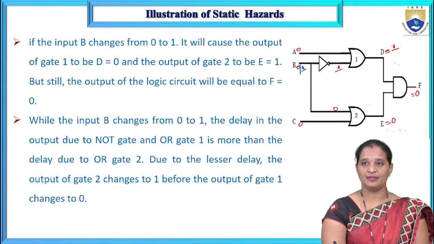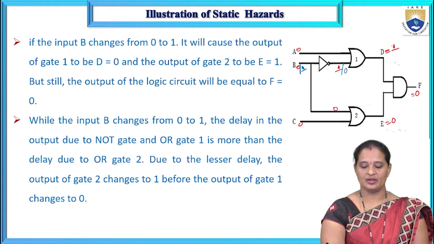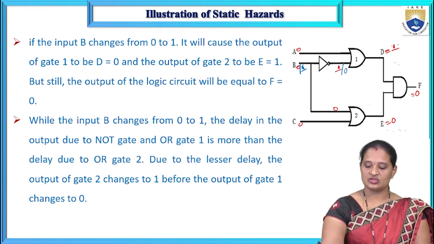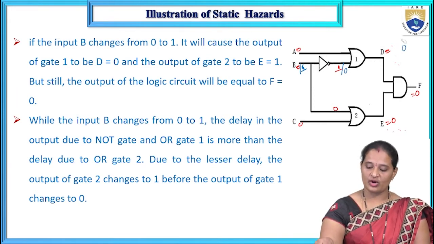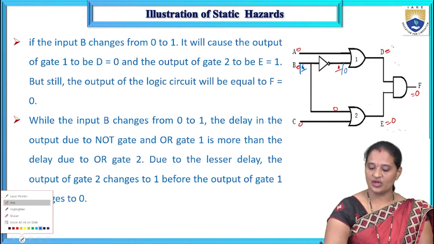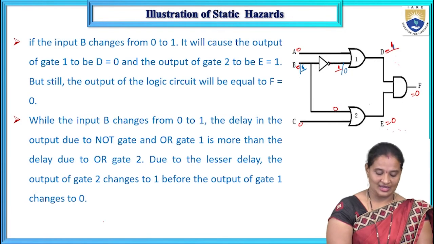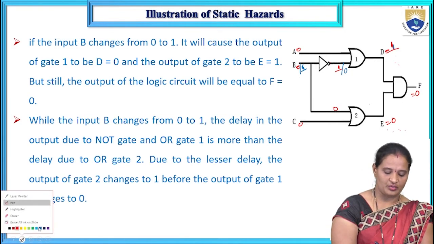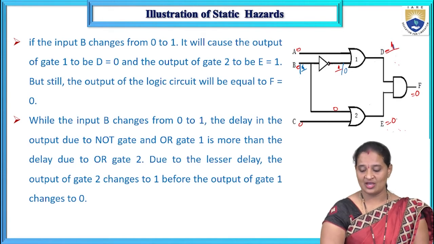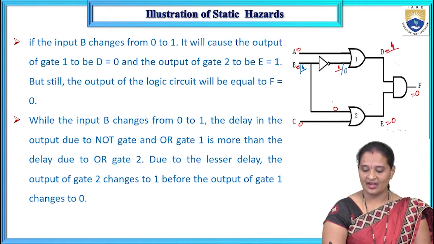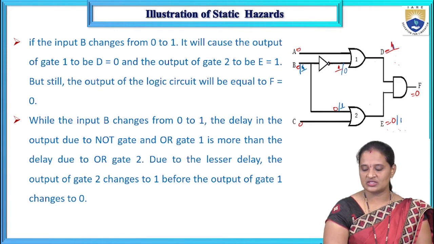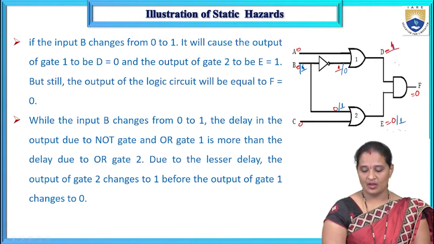As we have the delay of this NOT gate, the output of the inverter has to change to 0 because B has become 1 now. What happens due to the delay is that the delay of OR gate 1 is greater than the delay of OR gate 2, and hence before the output of OR gate 1 changes, the OR gate 2 output changes. As this is 1 now, this changes to 1.